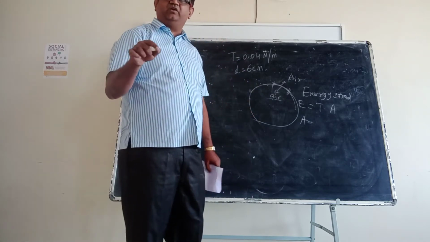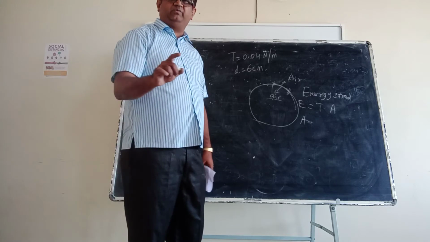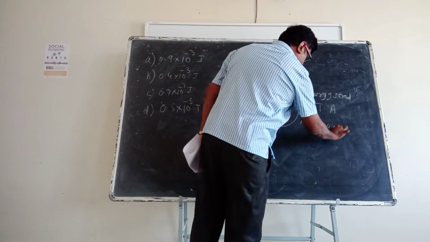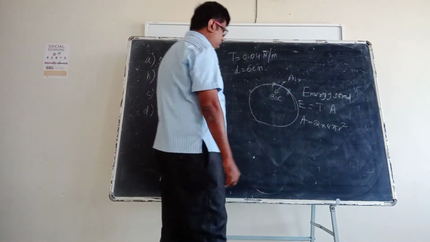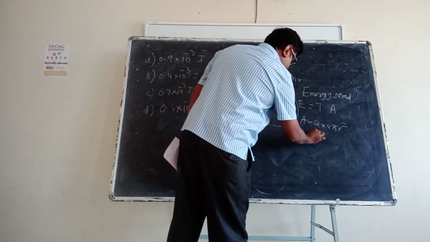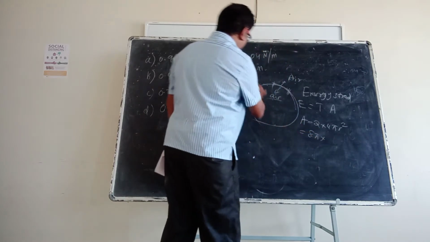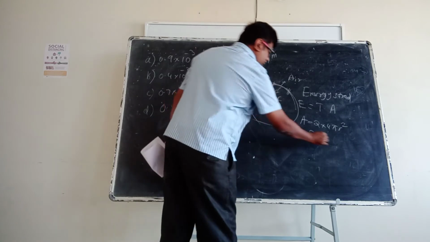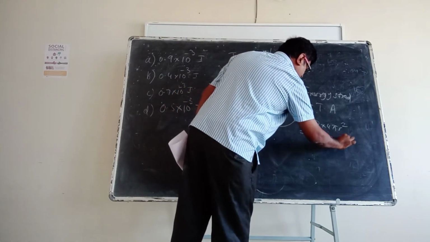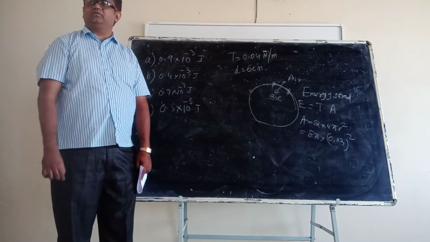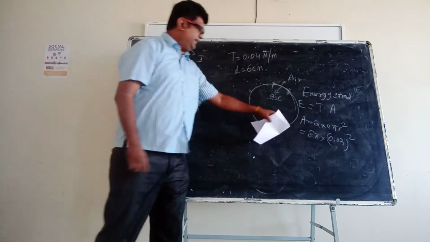So what is the surface area of a sphere? 4 pi r square. But there are 2 surfaces here, so 2 into 4 pi r square. But here diameter is given, so what does it become? 8 pi, and radius: diameter is 6, so radius will be 3 centimeter, that is 0.03 square. You have to convert it to meters. Alright. So this is your area.